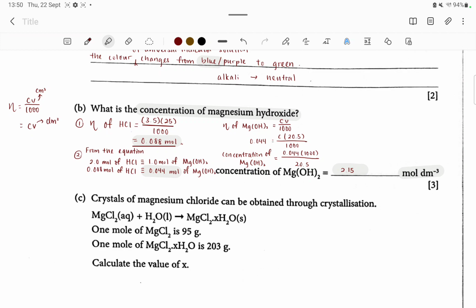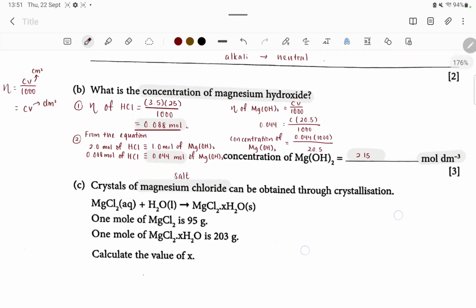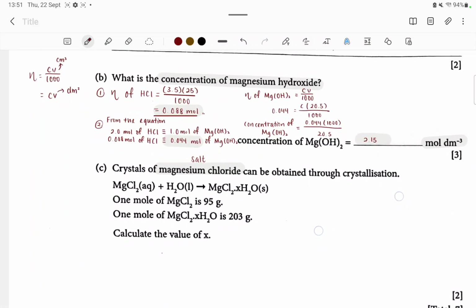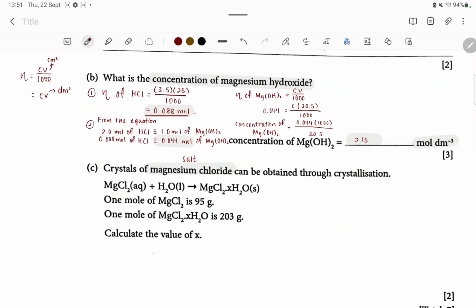So let's look at C. Crystals of magnesium chloride, this one is the salt, can be obtained through crystallization. Crystallization means we add water and combine them together.